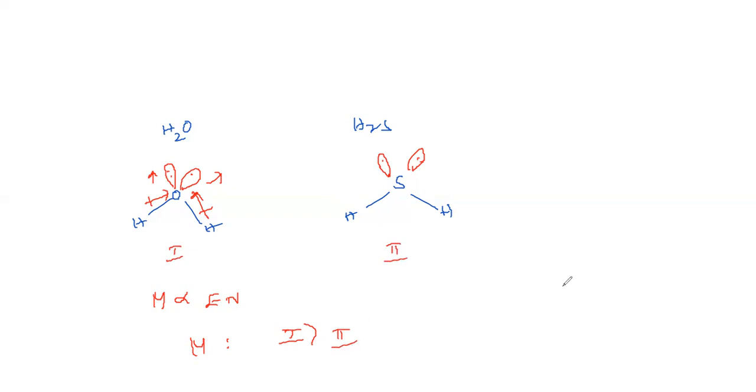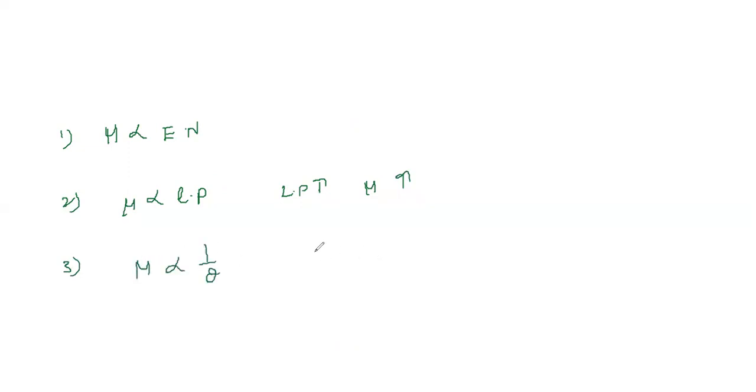Okay, now I will give the applications of dipole moment. First, dipole moment is directly proportional to electronegativity or electronegativity difference. Second, mu is directly proportional to lone pairs: if lone pairs increase, dipole moment also increases. Third, mu is inversely proportional to theta: if the theta value increases, dipole moment decreases.